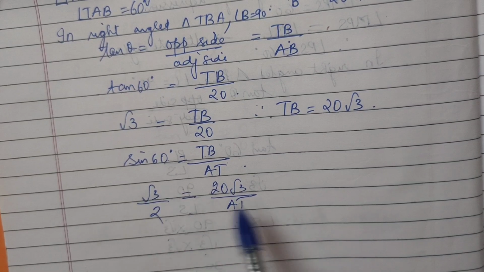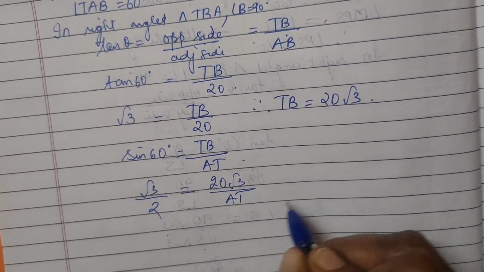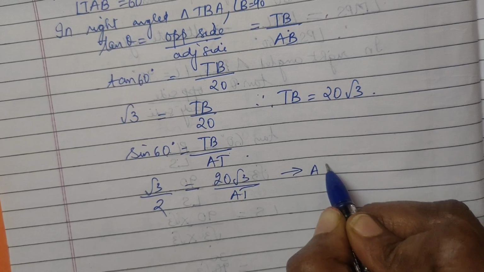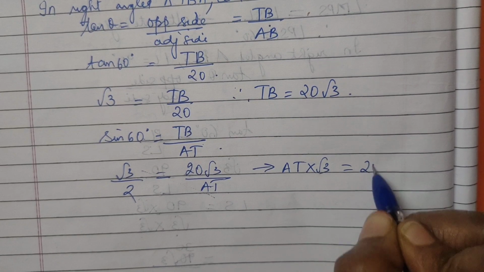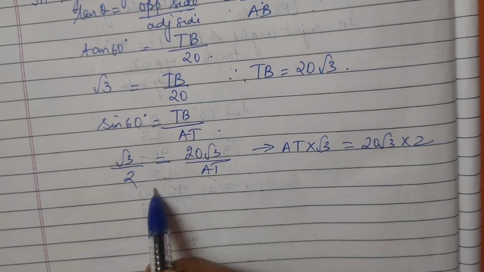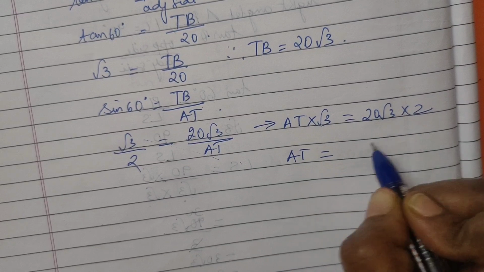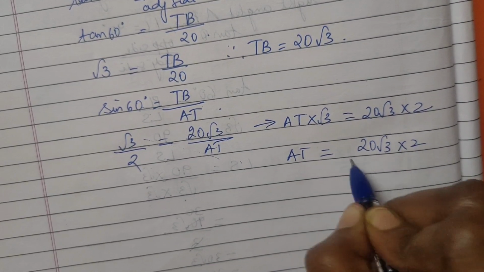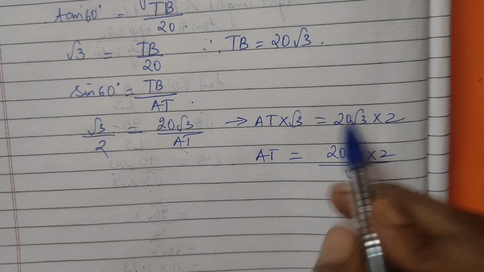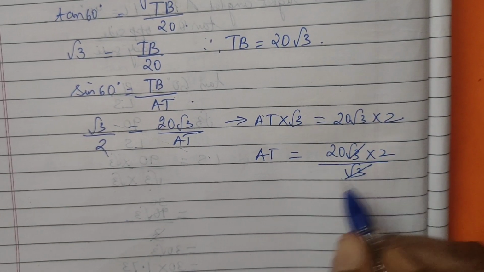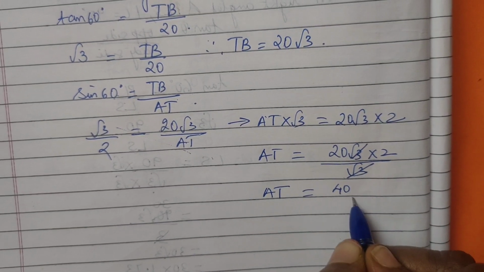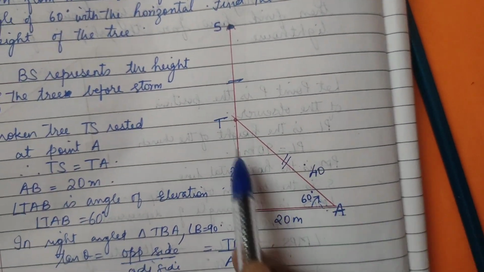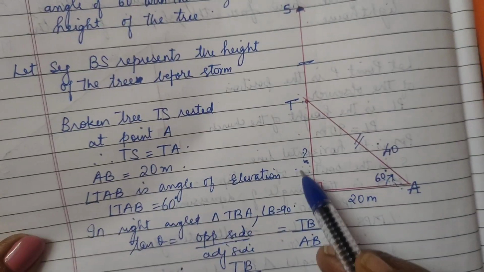Fine. So we will just do a cross multiplication, that we get AT into root 3 equals to 20 root 3 into 2, right? So we will keep the AT here itself, the rest 20 root 3 into 2 upon root 3. This root 3 has come, so root 3 cancelled. So 2 twos are 40. So what did we get? AT as 40. Okay. So we got this as 40 and TB as how much? We got 20 root 3.